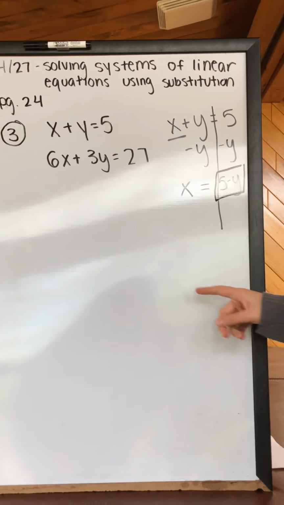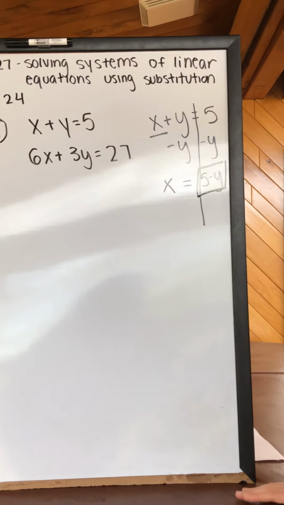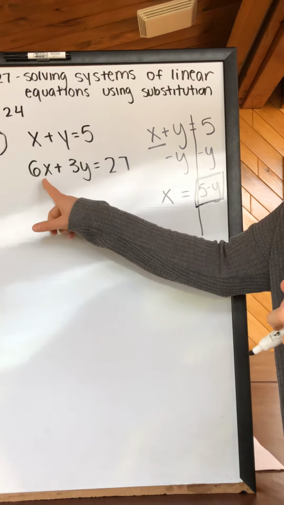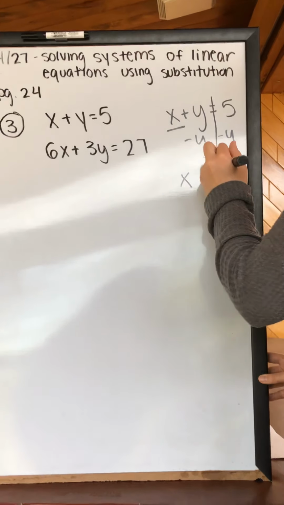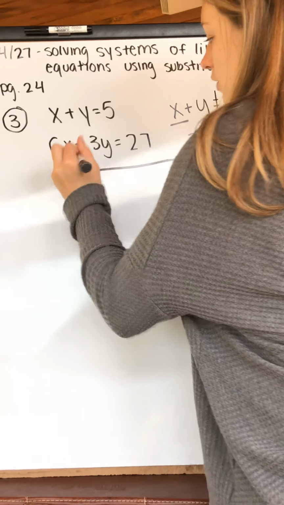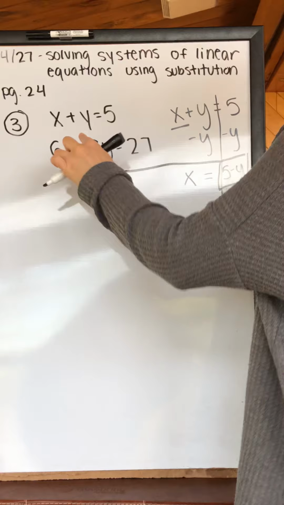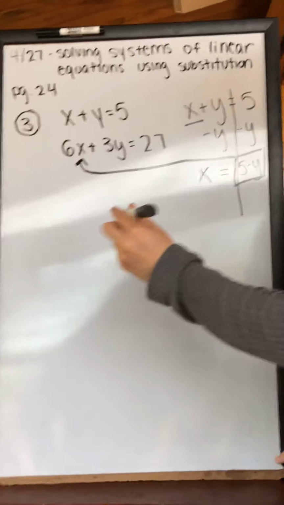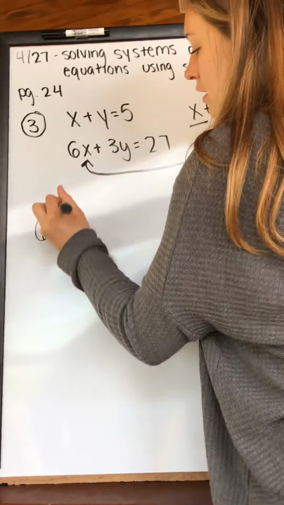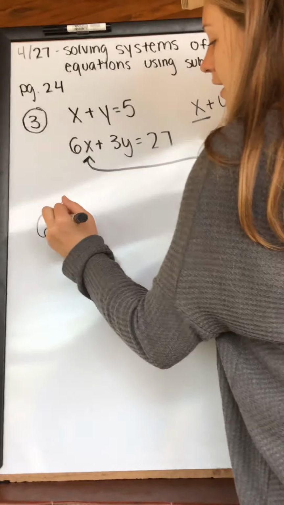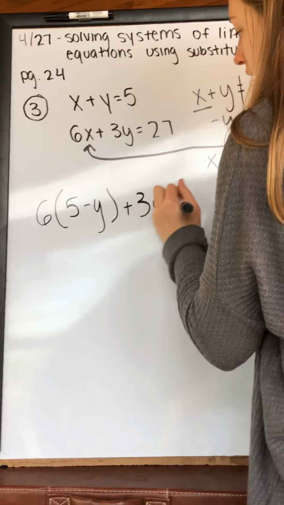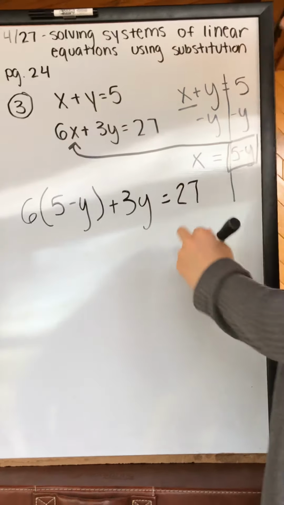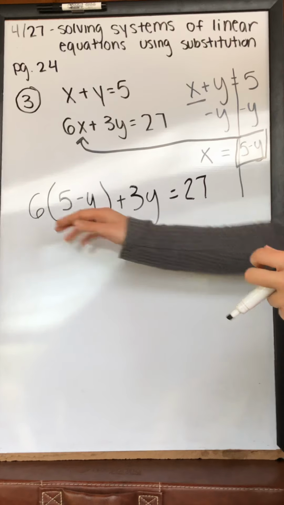I'm going to plug that into the second equation every time I see x. Every time I see x, I'm going to replace it with 5 minus y. So we're going to plug that in right here. It's the only place that I see x. Rewrite that equation. Every time you see x, plug in 5 minus y. So we have 6, parentheses 5 minus y, plus 3y equals 27. And this right here, we're going to have to use the distributive property.